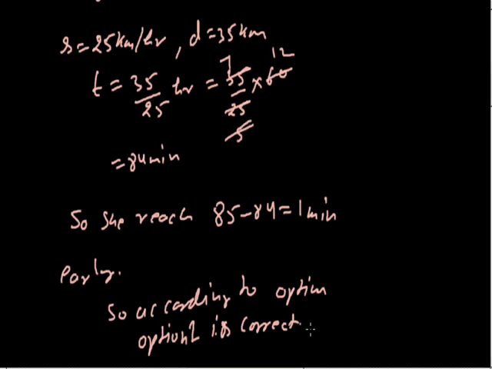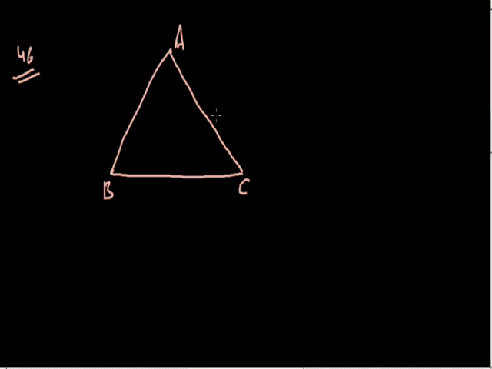Now we move to the next question. In question number 46, we have given an equilateral triangle ABC of side small a, and three circles of equal radius which are touching each other and the sides of the equilateral triangle.